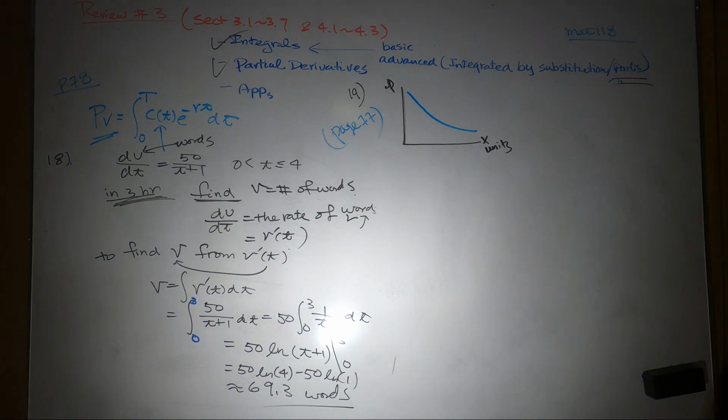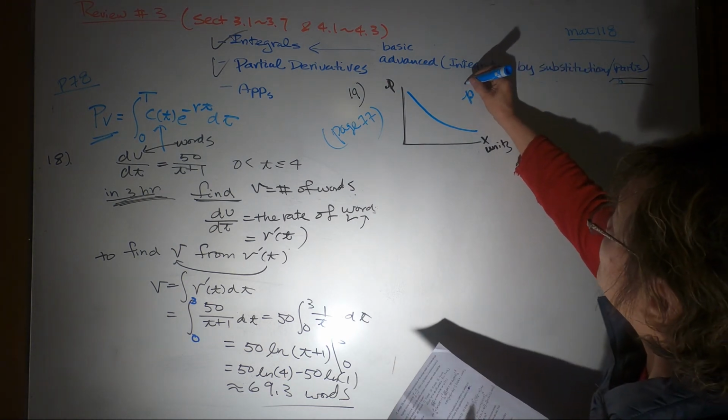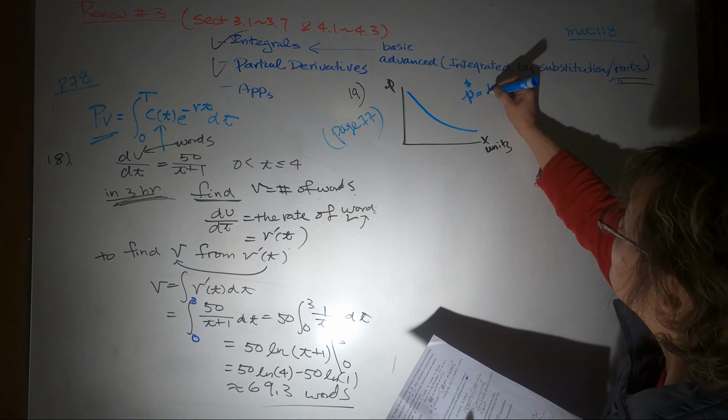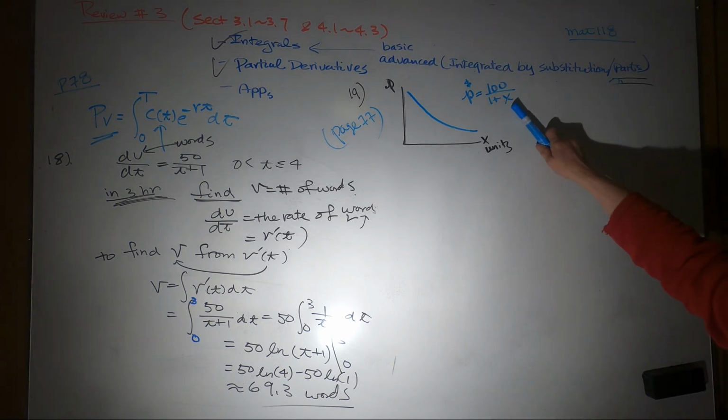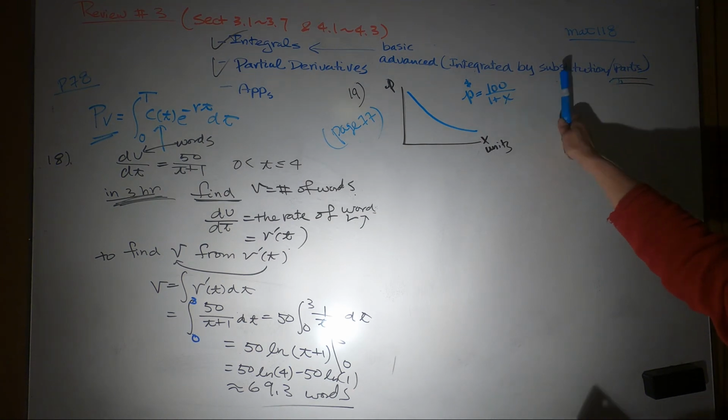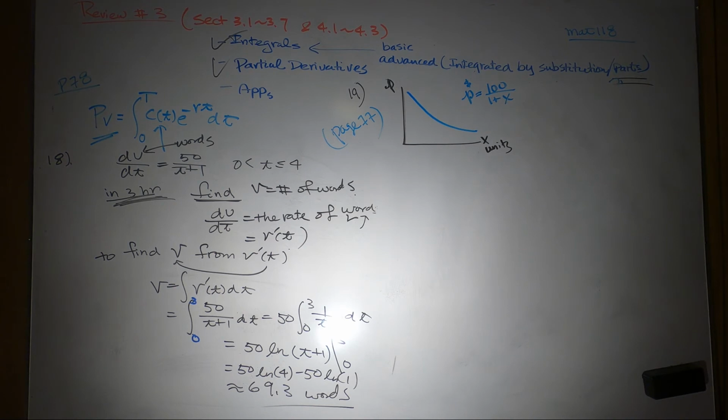Then it says the function itself is this way. P, the price, equals 100 over 1 plus x, right? That means if demand is 1, only one quantity is demanded, it will be sold at $50. If 2 and 3, it will be $25, 4 will be $20, things like that, right?